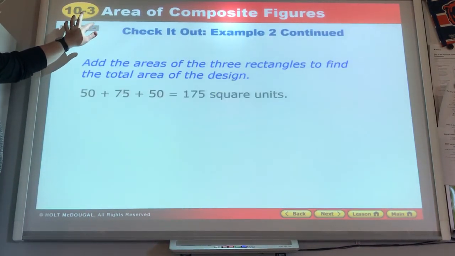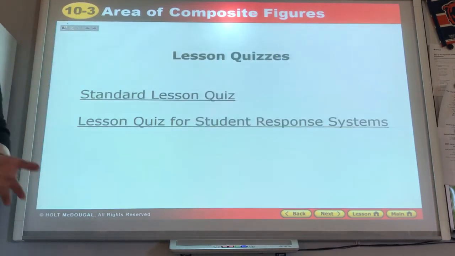Then we add them together, 175. And I bet you they didn't use the shortcut this time because they thought you could see it last time.